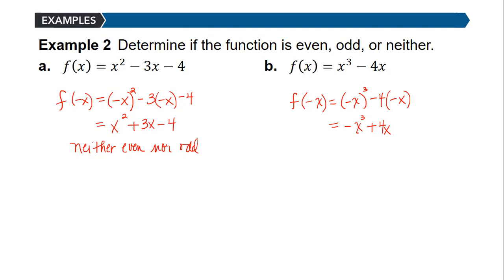No. Is it the opposite of the original function? And note if I factor out a negative 1 from negative x cubed plus 4x, I have the opposite of, in parentheses, x cubed minus 4x. So this is the opposite of f of x, which means that f is an odd function.